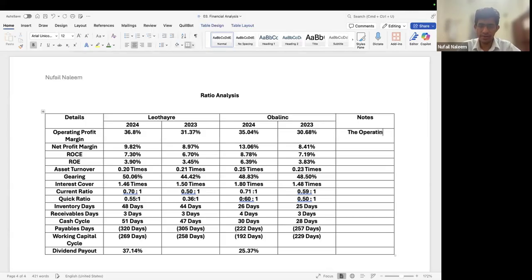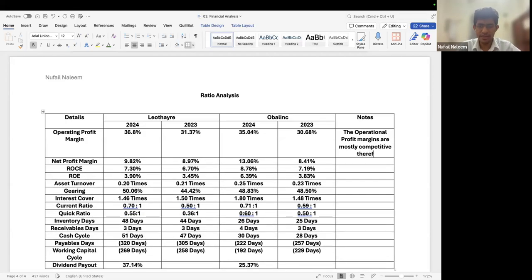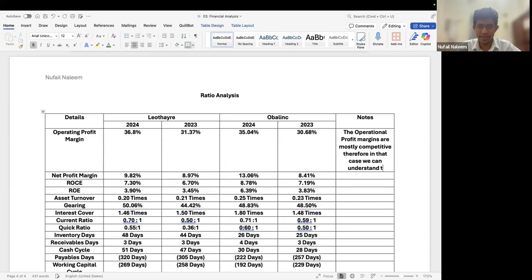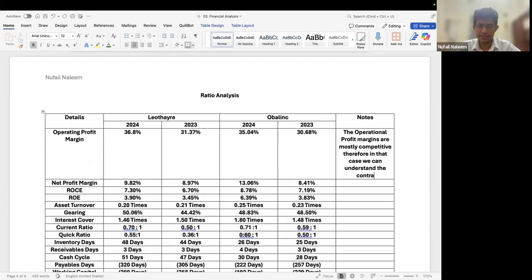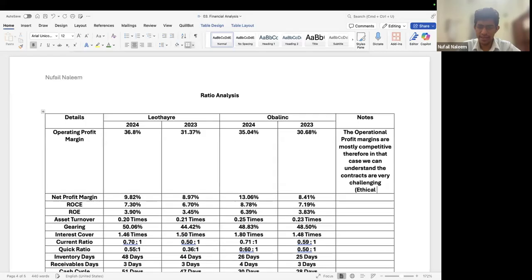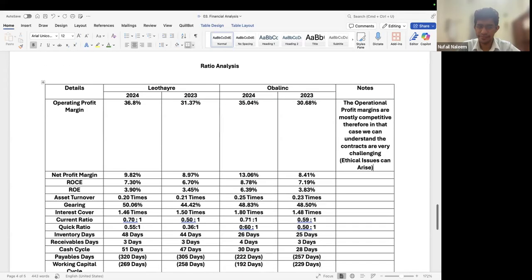The operational profit margins are mostly competitive, are mostly what, students, competitive. Therefore, in that case, we can understand the contracts are very challenging. Challenging because if there is a contract, it's very challenging. So I'll write down here, ethical issues can arise. Ethical issues can, what students, arise. So just keep that in mind.